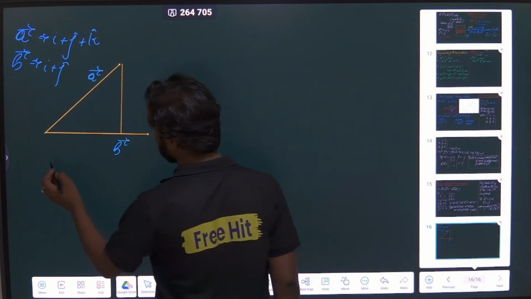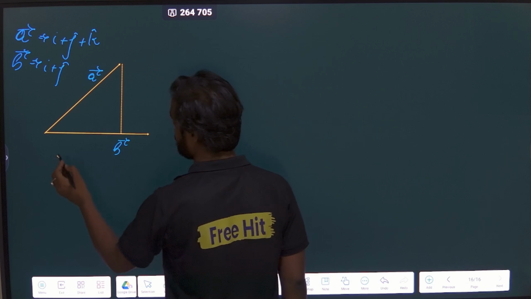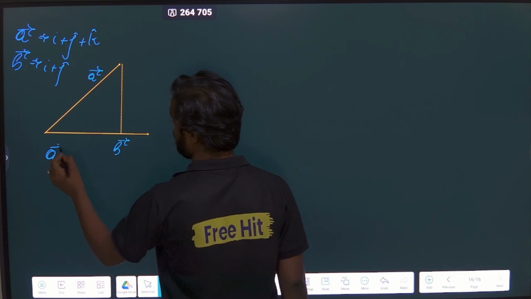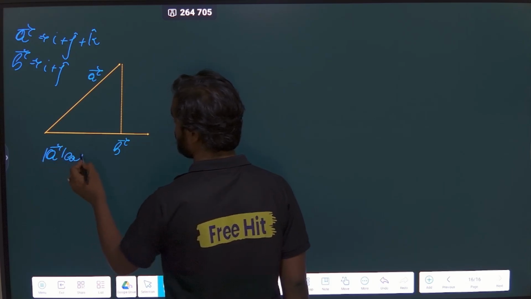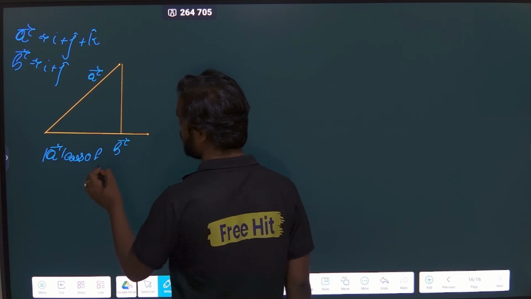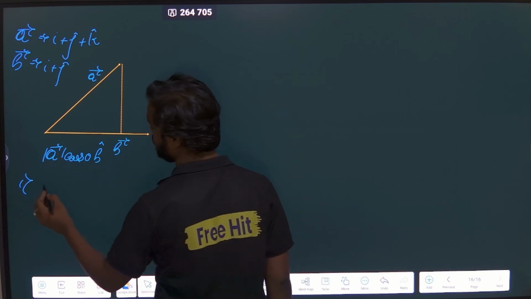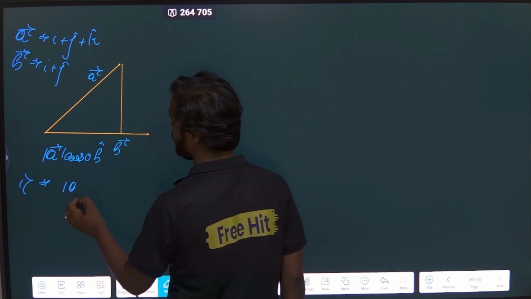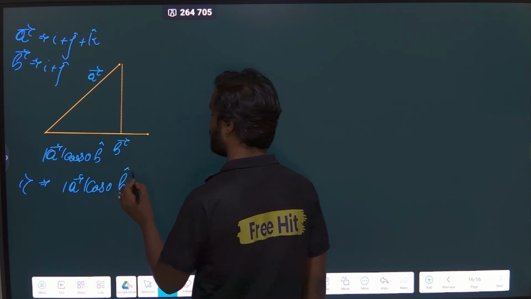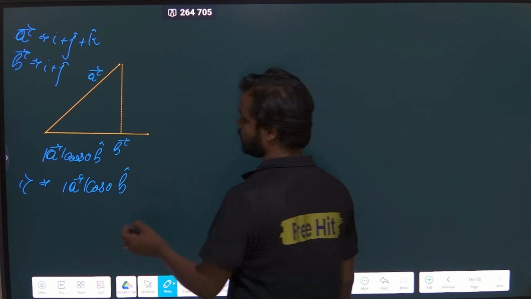So what is the vector projection of A that is parallel to B? It is mod of A vector into cos theta. And if it is a vector projection, we will multiply it by B cap also. That will be my parallel projection. So my first answer will be mod of A vector into cos theta into B cap, because whenever we need to give a direction, we use the unit vector. So now calculate this value.